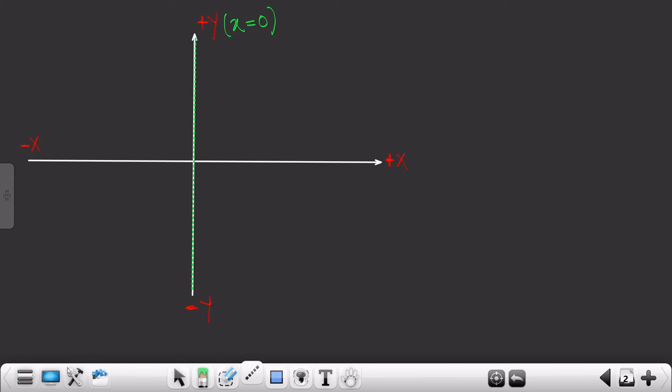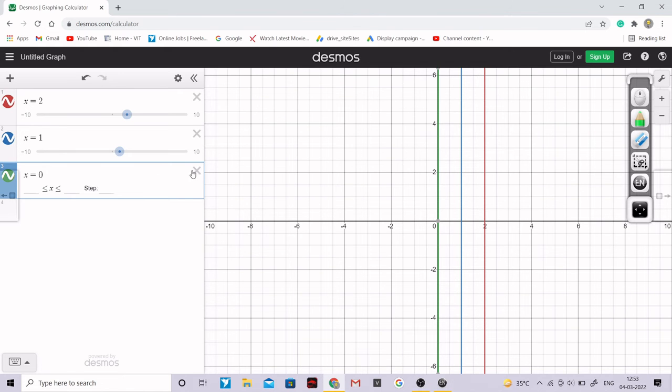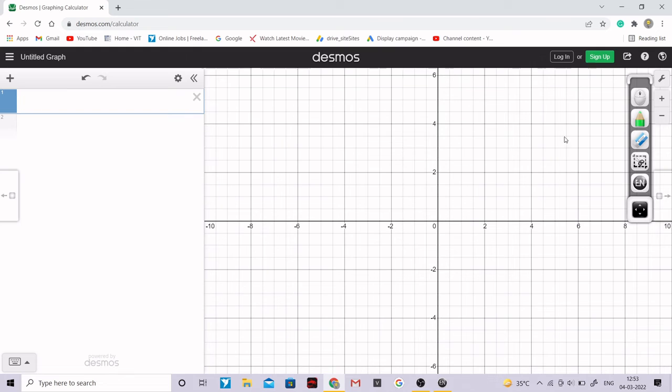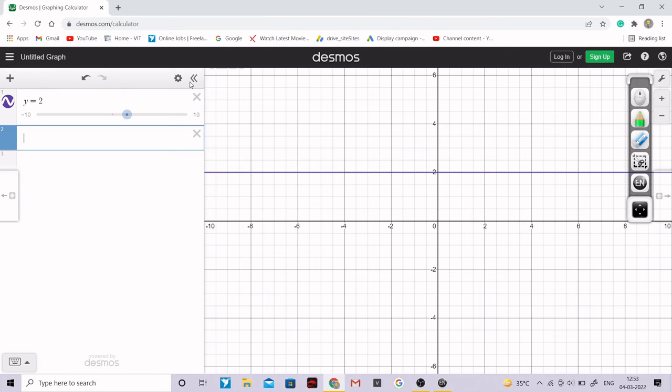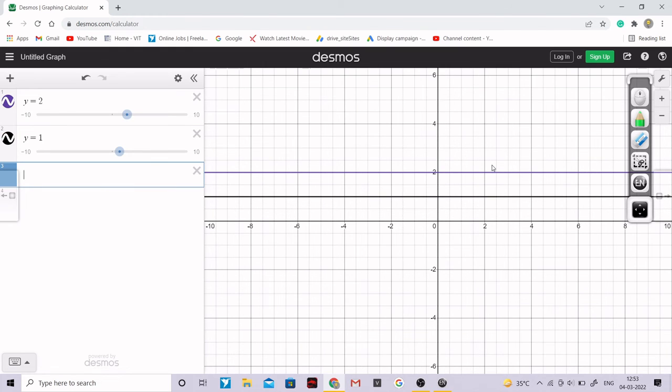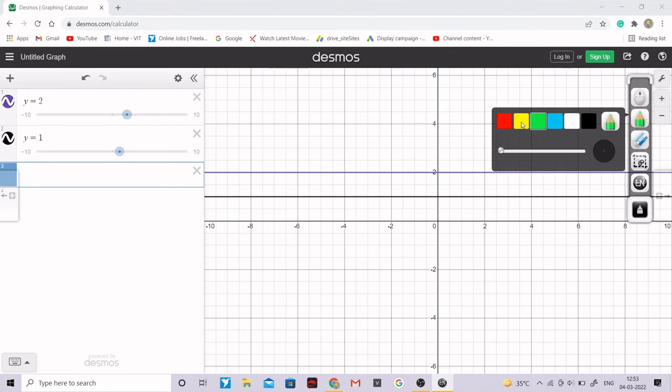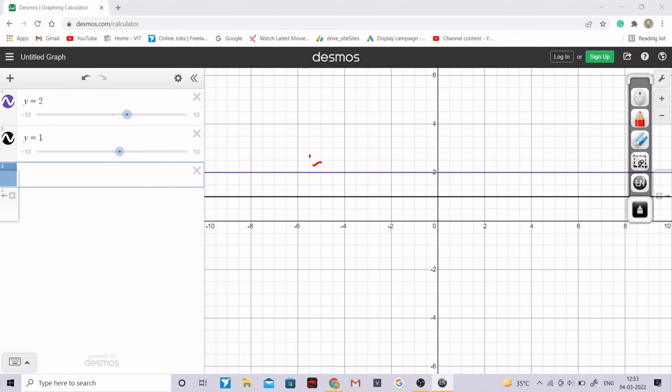Now I will erase all of the things. Now we will type another equation, that is y equals 2, right? So as you can see, this is the line we are talking about. Now let's suppose we enter y equals 1. As we are decreasing the values, this was y equals 2, and this is y equals 1, right? So this particular line is shifting downwards.